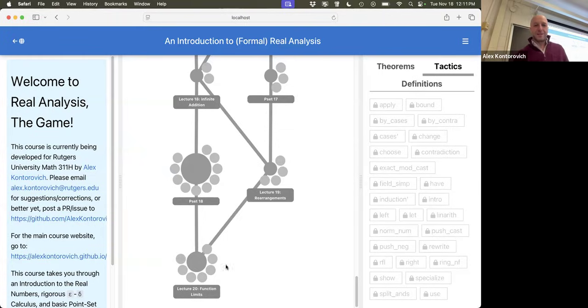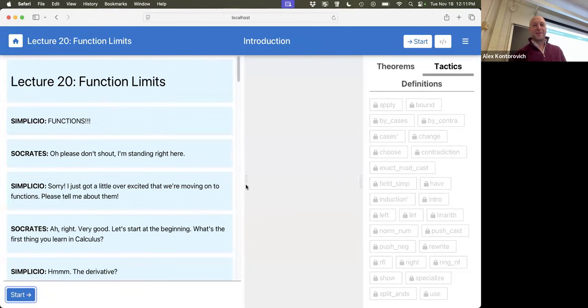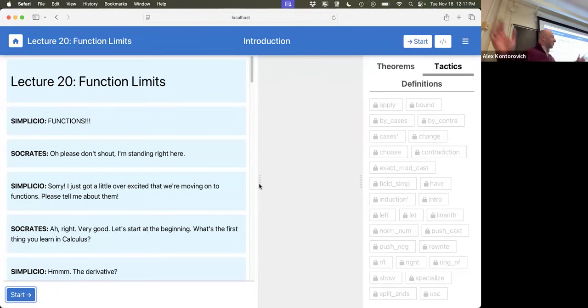Lecture 20, functions. There's this great YouTube video. I forget. I don't know that I'm going to be able to find it again. There's a professor who just starts the lecture by yelling the word functions. Functions rule the world. He's very, very excited. So somehow Simplicio, I was like, functions. And Socrates says, don't shout, I'm standing right here. Sorry, I got a little excited. So let's talk about functions.